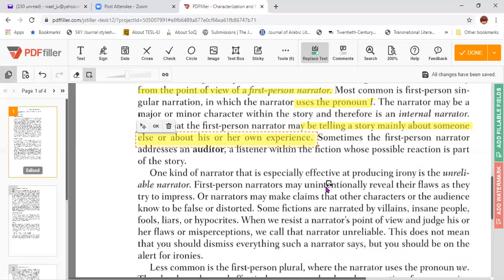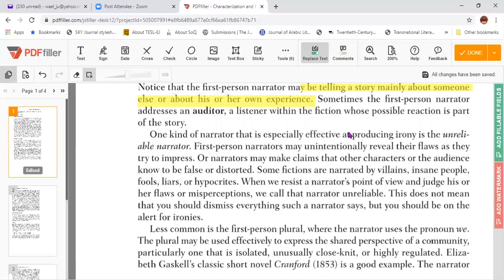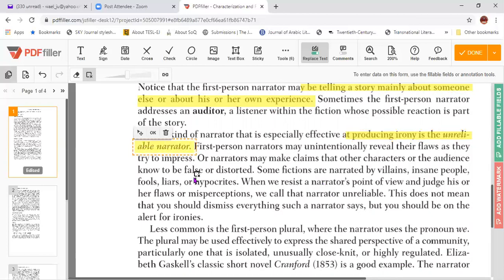So he's a character in the story, okay? Now, what's the problem with the first-person narrator? The first-person narrator may be producing irony; he is the unreliable narrator, okay? The first-person narrator is unreliable simply because he's prejudiced against other characters, and he's biased. He's prejudiced and biased, okay? How do we know that he's biased or prejudiced?